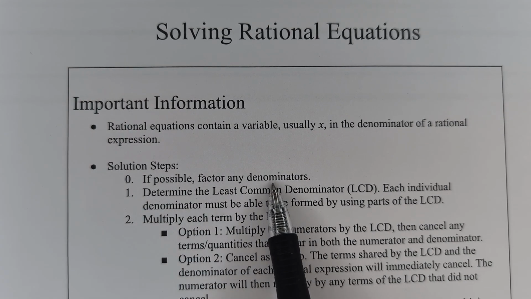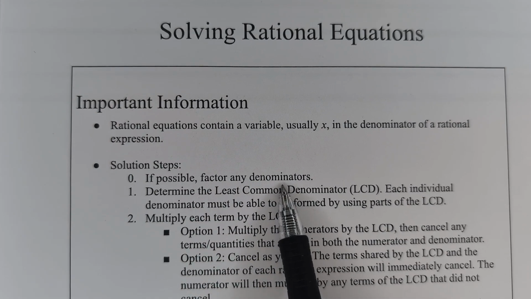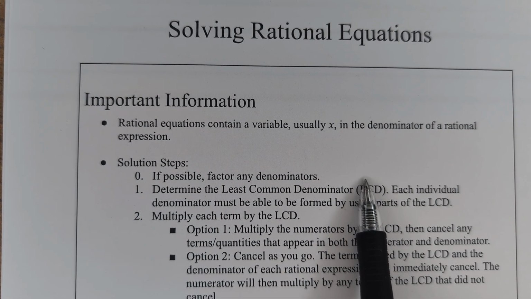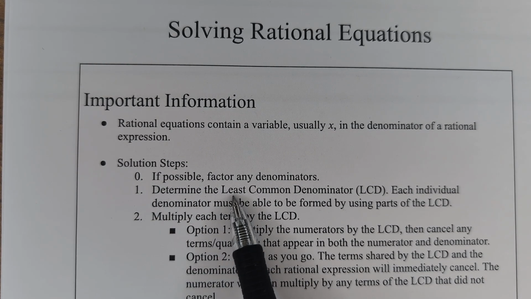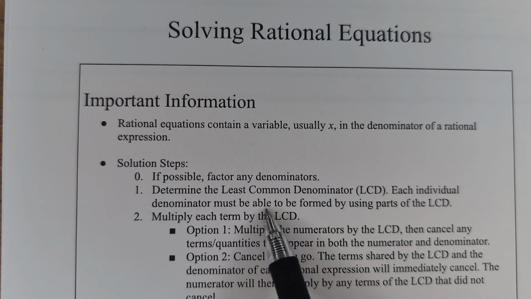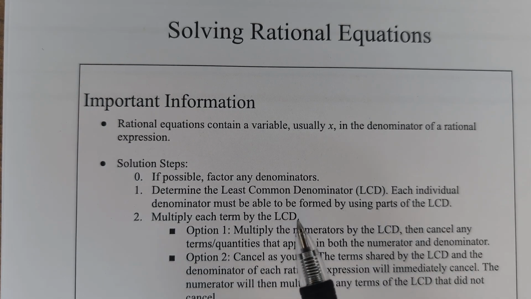Step 0 doesn't always happen, it's not necessary, but if possible, factor any denominator. That could be a greatest common factor or factoring a quadratic. After that, we need to figure out our least common denominator. Each individual denominator must be able to be formed by using parts of the least common denominator. So the least common denominator has to contain all of the other denominators within it.